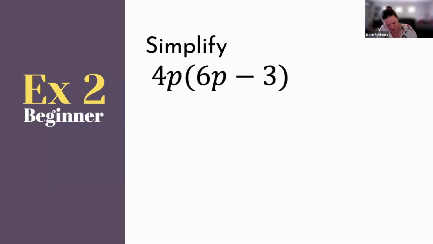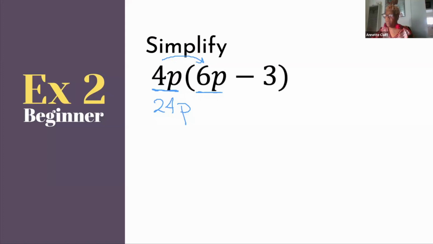So we're going to take 4p and we're going to multiply it by the first term in the parentheses. Annette, what's the first term in this parentheses? 6p. Good. Multiplying 4p times 6p, we know that we can deal with our coefficients, our numbers first. So 4 times 6 is 24. And then we know that we have some factors of p multiplying. So we'll put a p, and then we'll use exponents to tell us how many factors of p we have. So how many p's are multiplying? 2. So we'll have 24p squared.